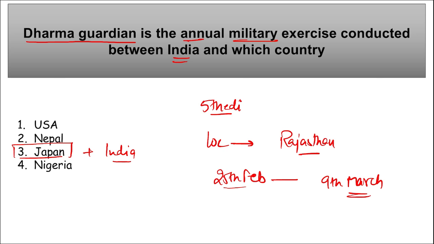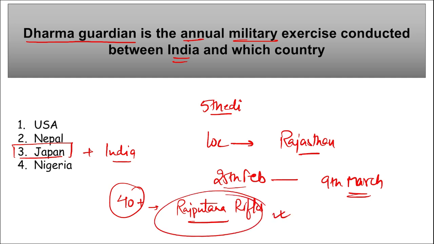Then remember, from the Indian side, more than 40 personnel from Rajputana Rifles took part here. Rajputana Rifles, correct? So this question can also be asked, which regiment from India took part? So Rajputana Rifles, 40 personnel from here, and this was conducted between the armies of these two countries. Remember this also, annual military exercise held between Indian Army and Japan Army, in Rajasthan, and this is the fifth edition of the exercise, and 40 personnel from Rajputana Rifles took part in this exercise from the Indian side.